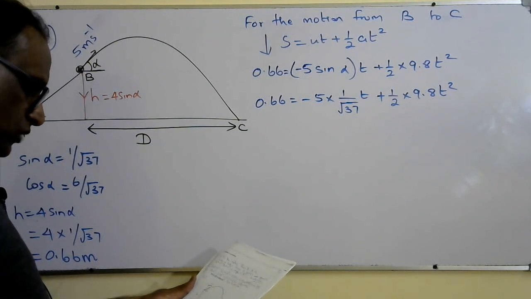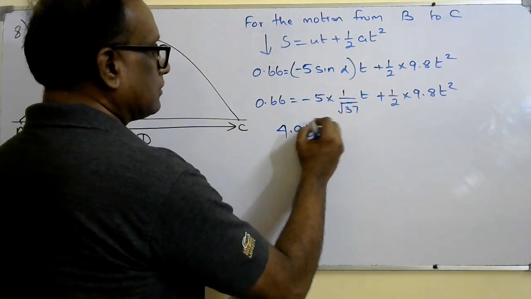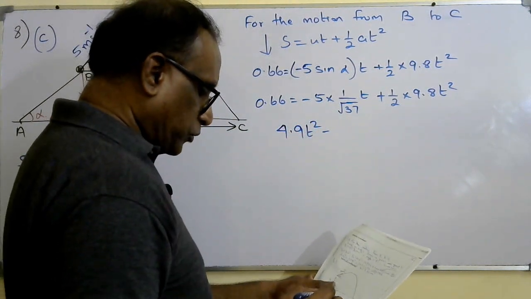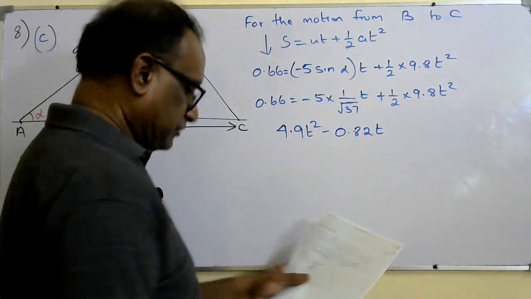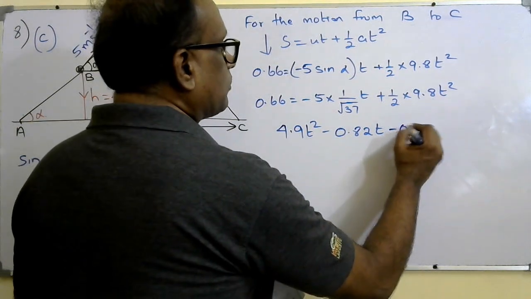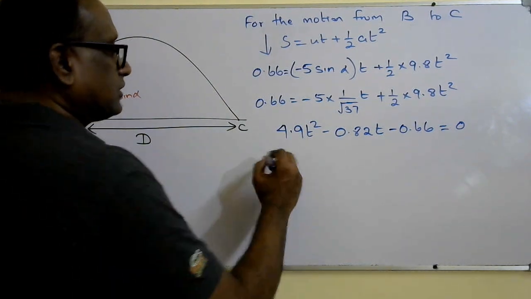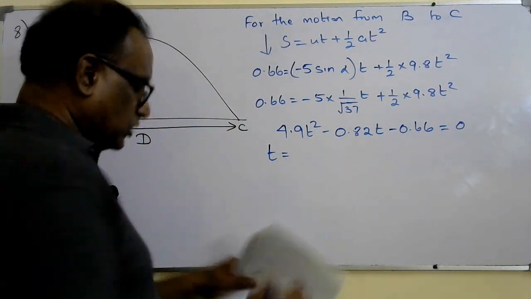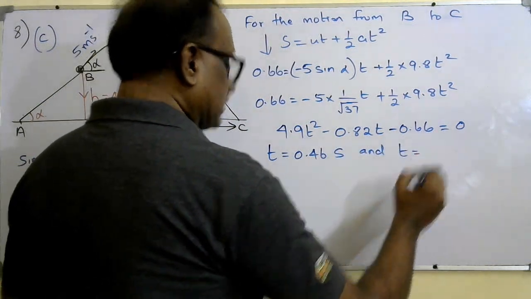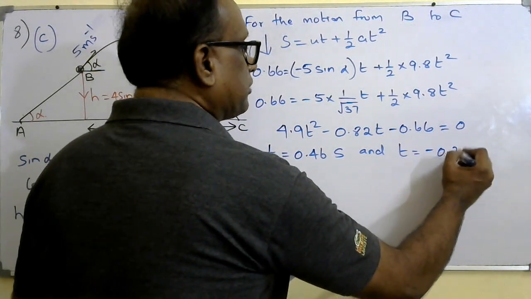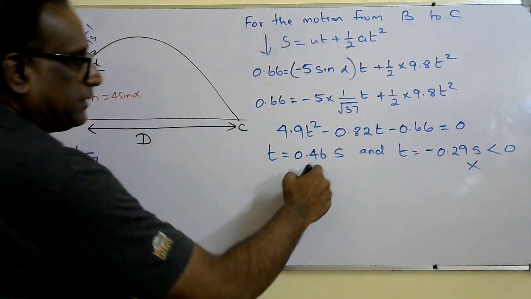Solve it. You will get a quadratic equation finally: 4.9 t squared minus 0.82 t minus 0.66 equals 0. Solve this quadratic equation carefully using a calculator. You will get t equal to 0.46 seconds and t equal to minus 0.29 seconds, which is less than 0, so invalid. The time is a positive quantity.